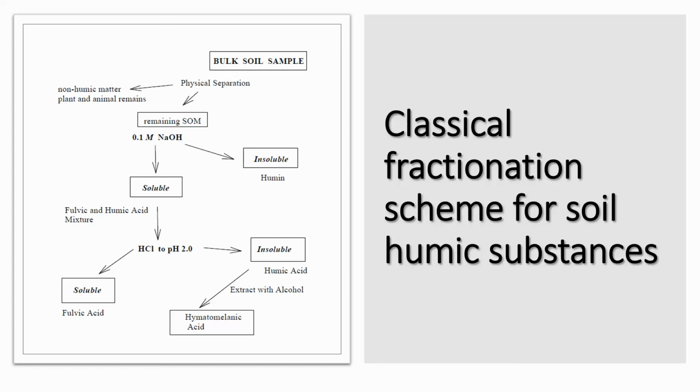To apply pH 2, you have to dissolve in the hydrochloric acid. So there will be two parts: soluble and insoluble. Insoluble will be the humic acid. You can further extract hymatomelanic acid from the humic acid, and the soluble part will be the fulvic acid.